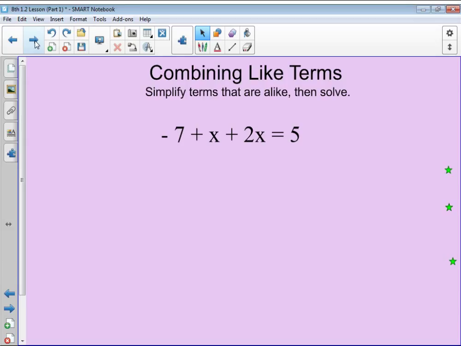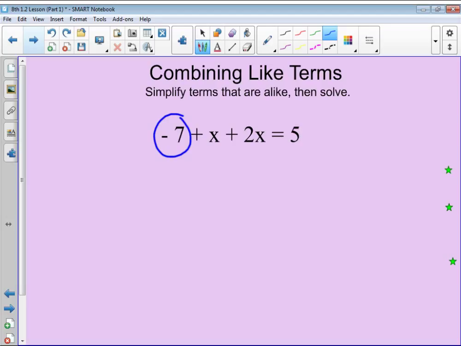Now, as we get more advanced in 8th grade and then into high school, sometimes you're going to get more than one variable. So you might have an equation that maybe has y's and x's, and you're going to combine. It's kind of like a label. That term has a label. So when I look at this problem, this -7 is just a -7.